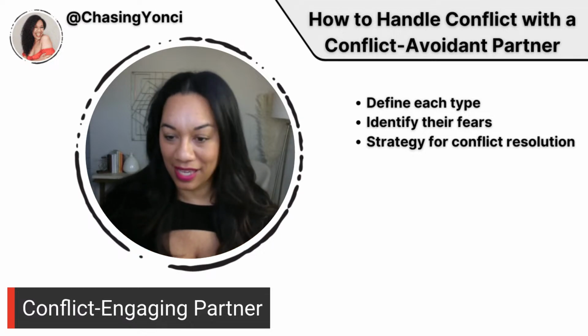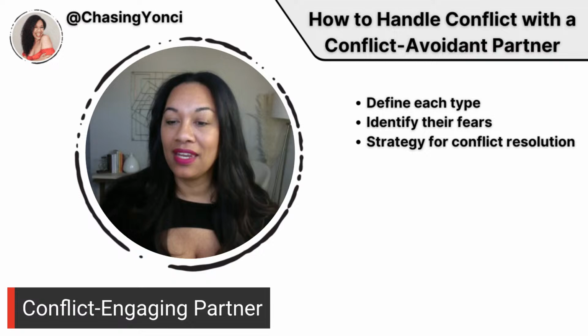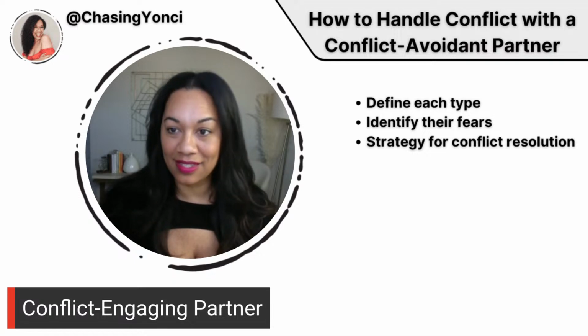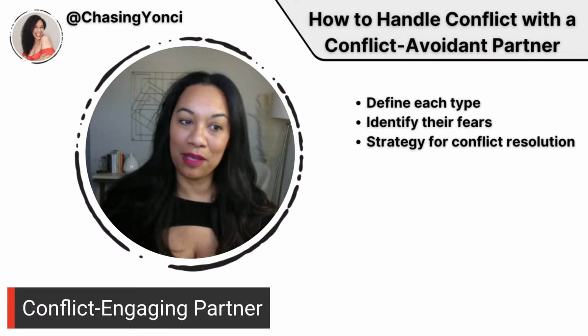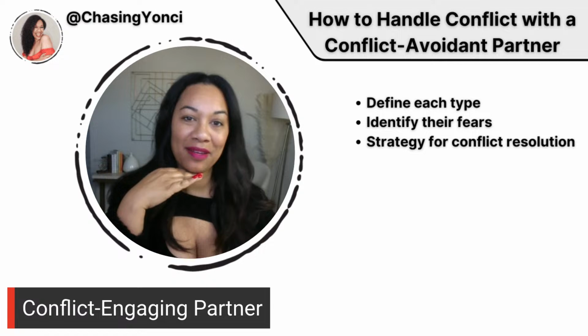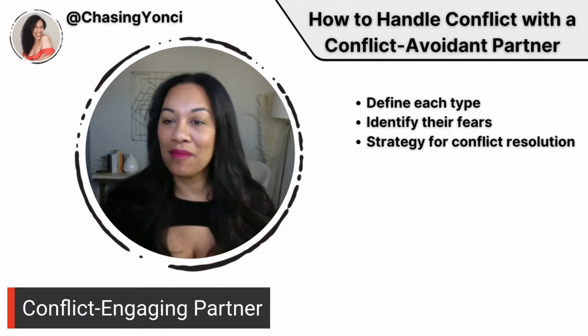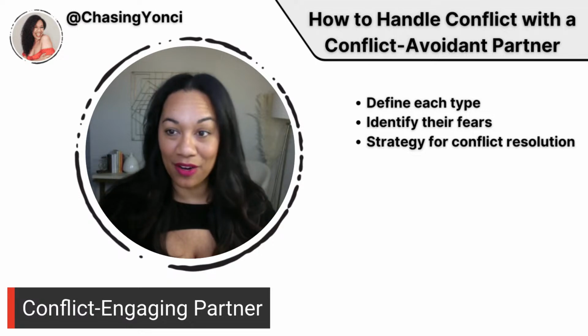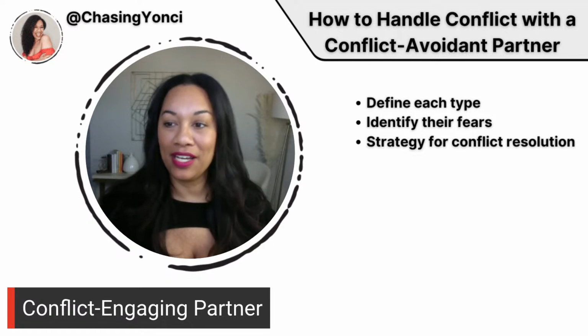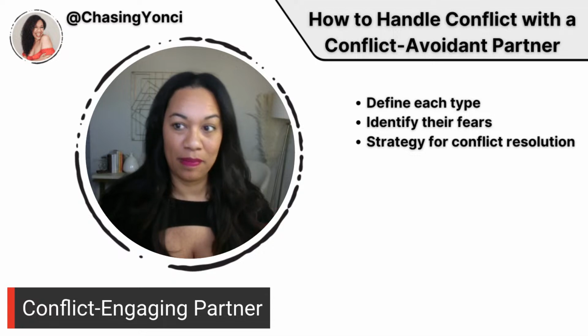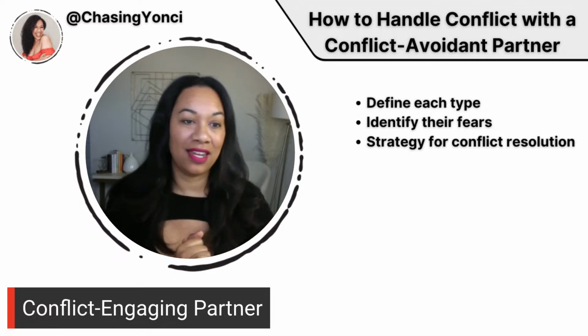Okay. Now, in an extreme case, because not all conflict engaging people are just great communicators, sometimes they can come across as being argumentative. They can come across as being overly aggressive or impatient with people who need space before discussing an issue.